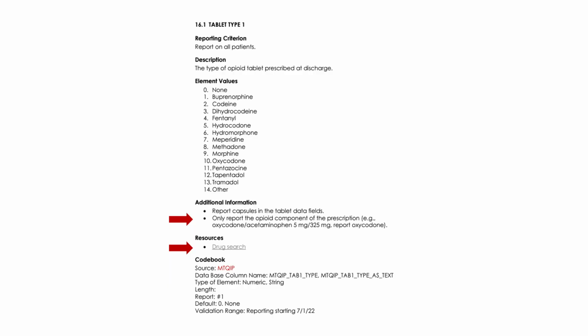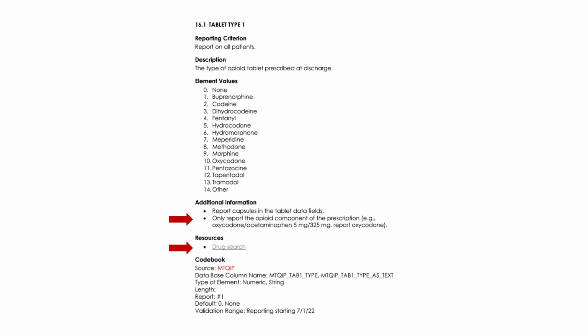Tablet type 1 is the type of opioid tablet prescribed for the patient at discharge. This includes opioid capsules when prescribed instead of tablets. Report only the opioid component of a combination medication. For example, if a patient is prescribed Percocet, which contains both oxycodone and acetaminophen, report oxycodone and the information related to the opioid component only.